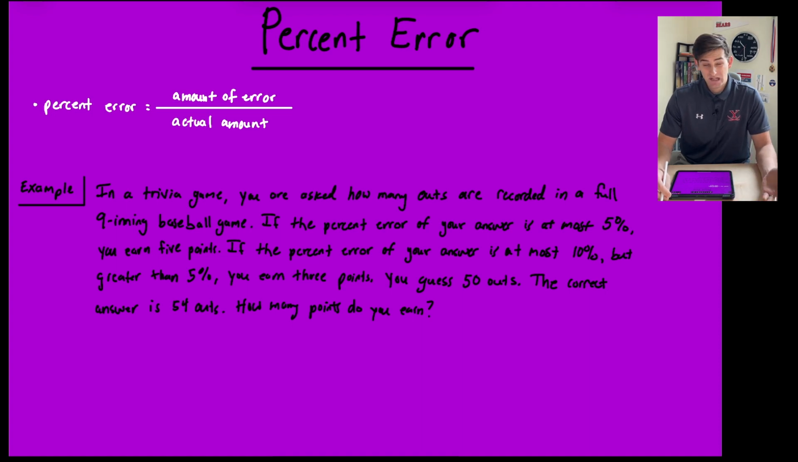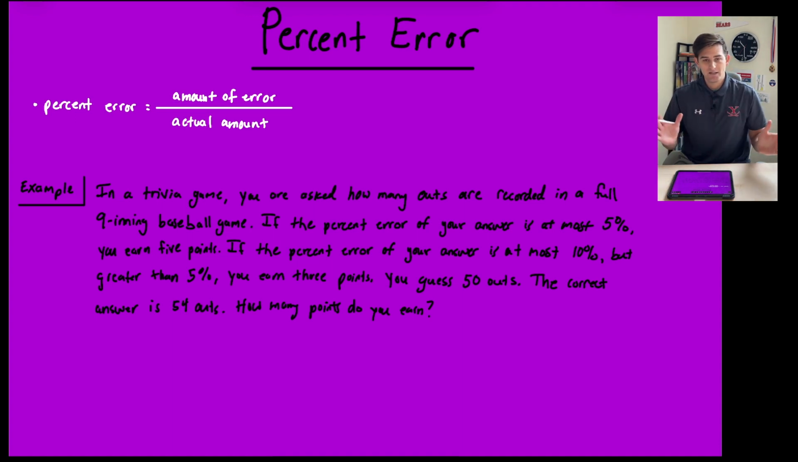Let's apply this percent error equation to answer the question. It says, in a trivia game, you are asked how many outs are recorded in a full 9-inning baseball game. If the percent error of your answer is at most 5%, you earn 5 points. If the percent error of your answer is at most 10%, but greater than 5%, you earn 3 points. Your guess is there are 50 outs. The correct answer is 54 outs. How many points did you earn?